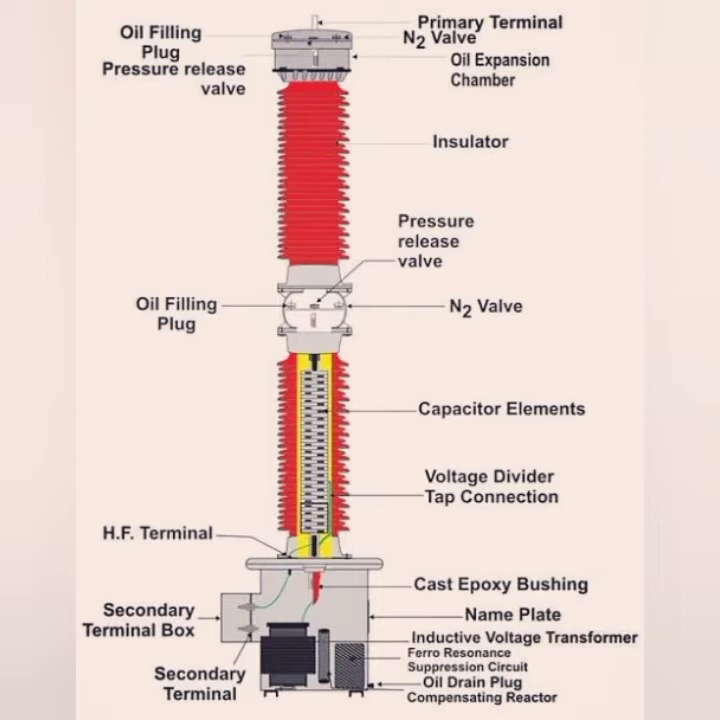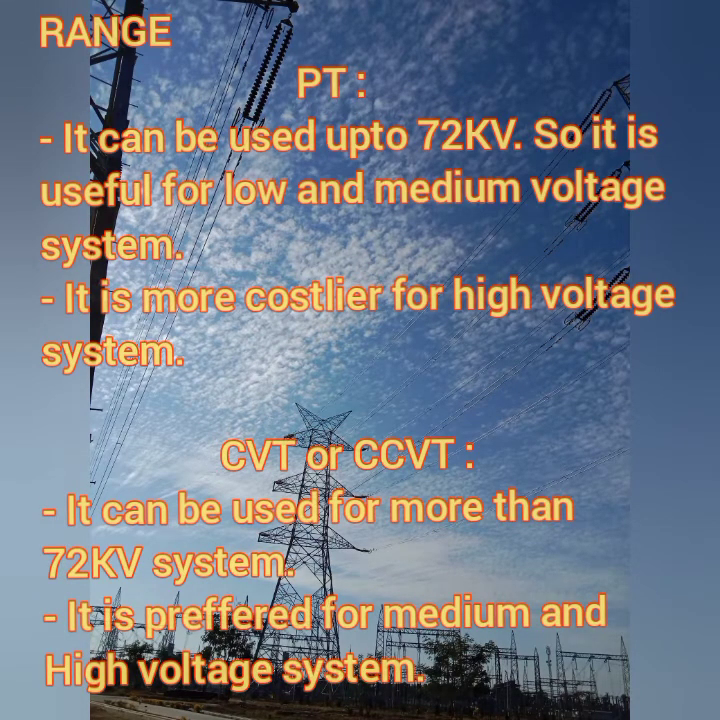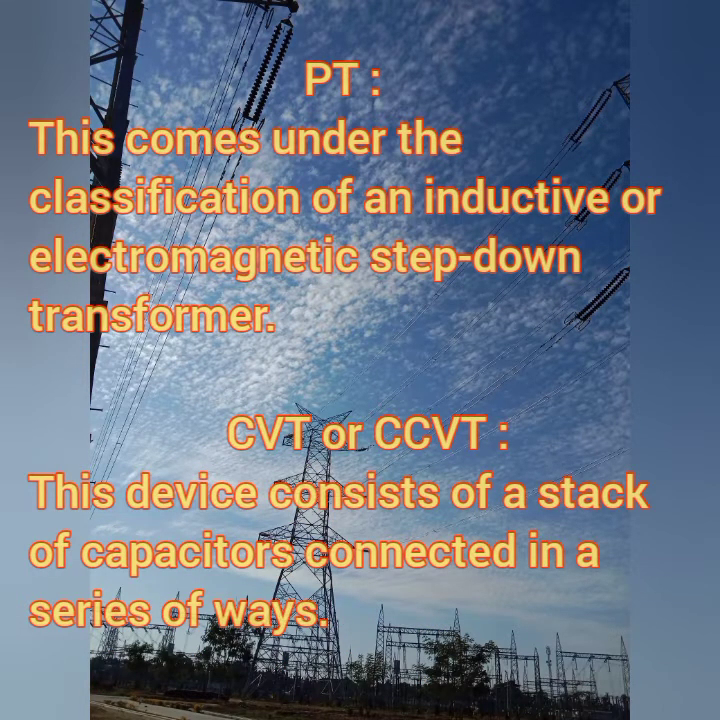Now, normally the PT is used up to a range of 72 kV, so it is useful for low and medium voltage, and it will be more costly for higher voltage systems. But the CVT or CCVT can be used for systems of more than 72 kV, and it is preferred for medium and higher, even ultra high voltage systems. Next, the PT comes under the classification of an inductive or electromagnetic step down transformer.